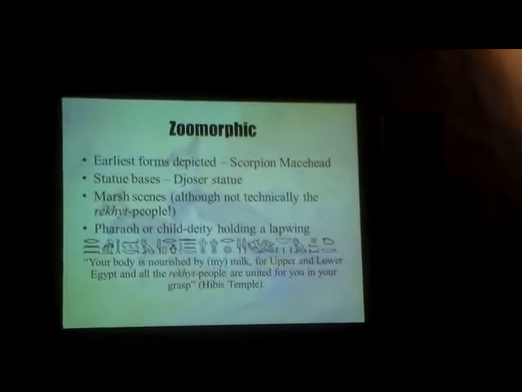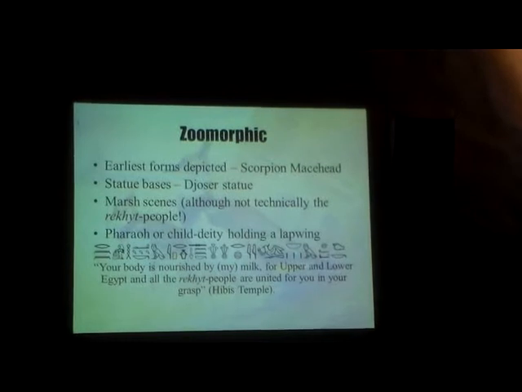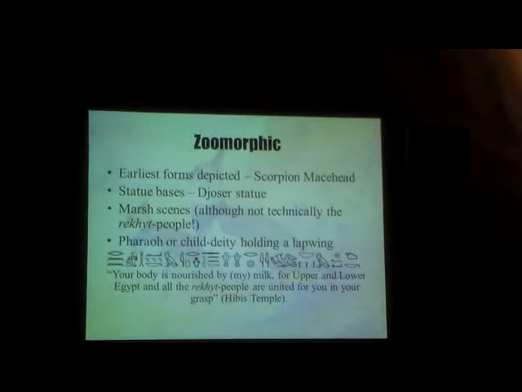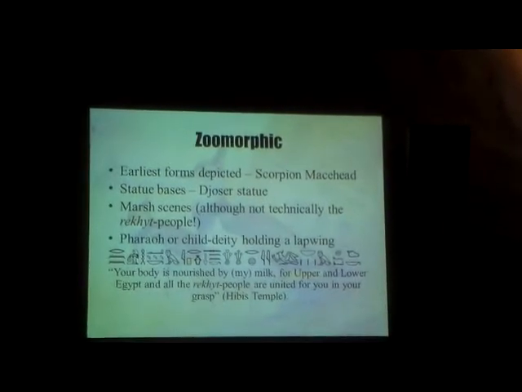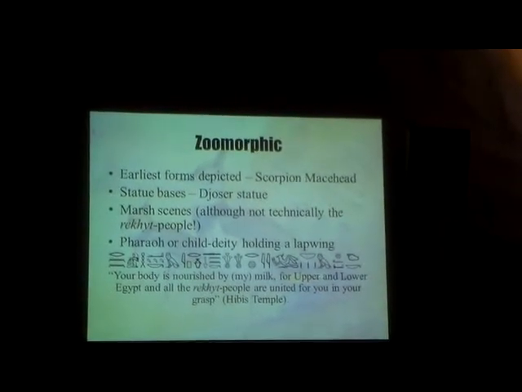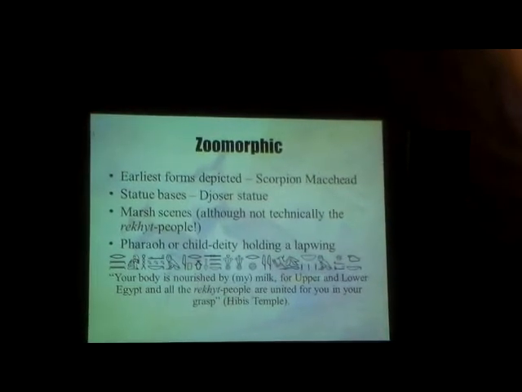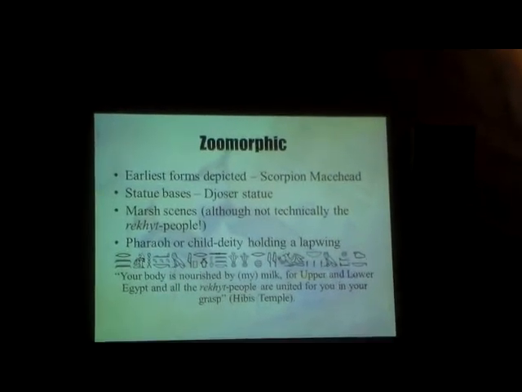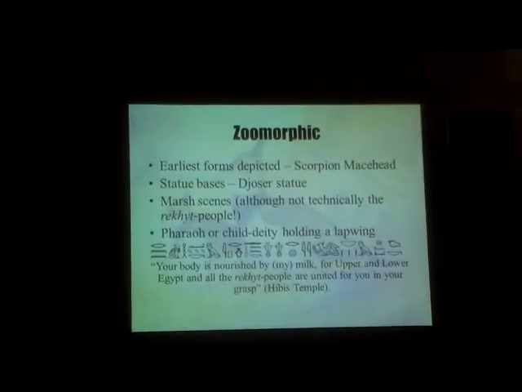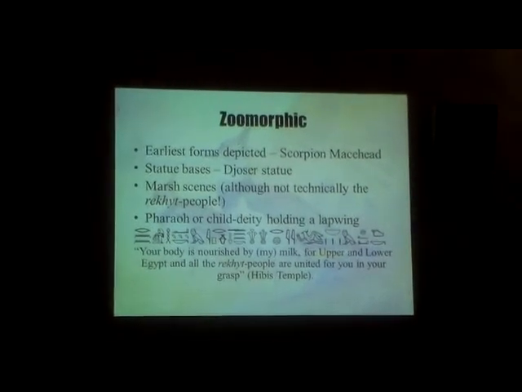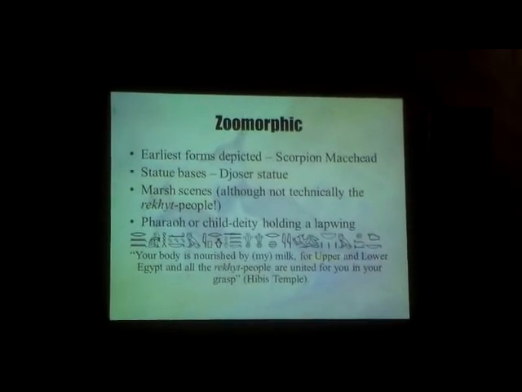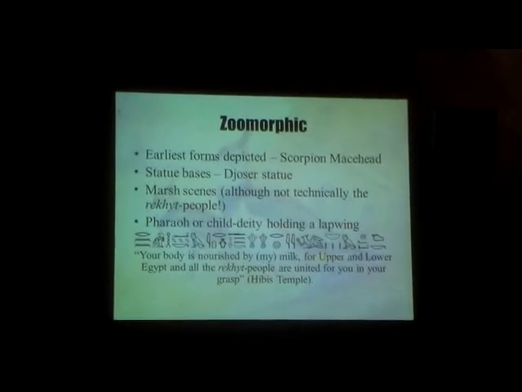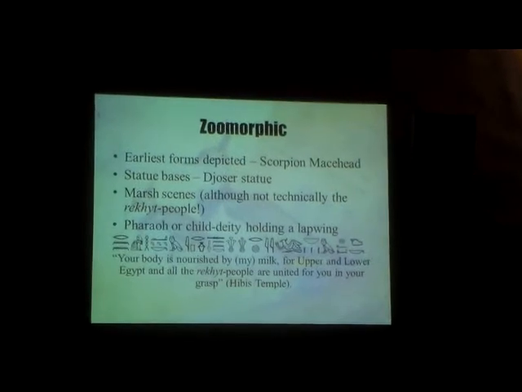Another common iconography that you find is the pharaoh, or a child deity, holding a lapwing in their hand, grasping it. I have over 100 examples of this. But very interestingly, only one has a text which mentions the rekhyt people. And it's this one here from Hibis Temple, and it says, "Your body is nourished by my milk, for Upper and Lower Egypt, and all the rekhyt people are united for you in your grasp." And it makes sense. He's grasping the rekhyt people. The pharaoh's grasping the rekhyt people in his hand.